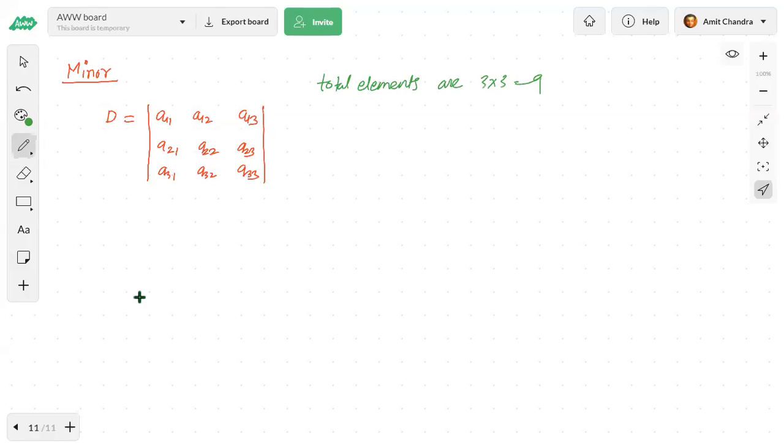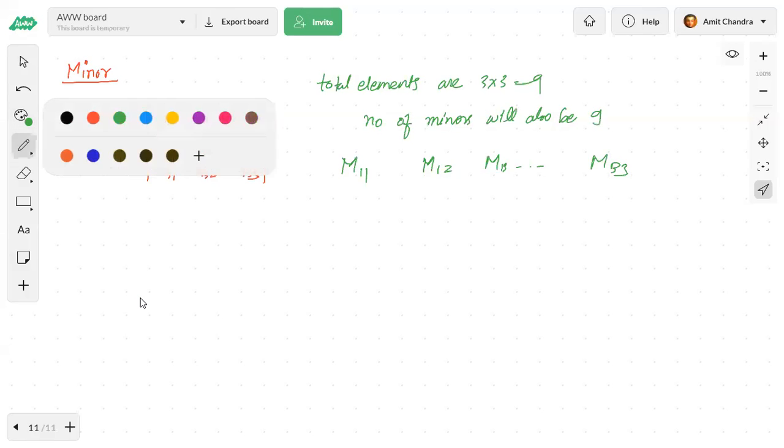So the total number of minors will also be 9. That means for each element you can find a minor. So what does minor mean? A minor will be represented by M11, M12, M13 till M33. So these are the representations of the minors of this determinant.